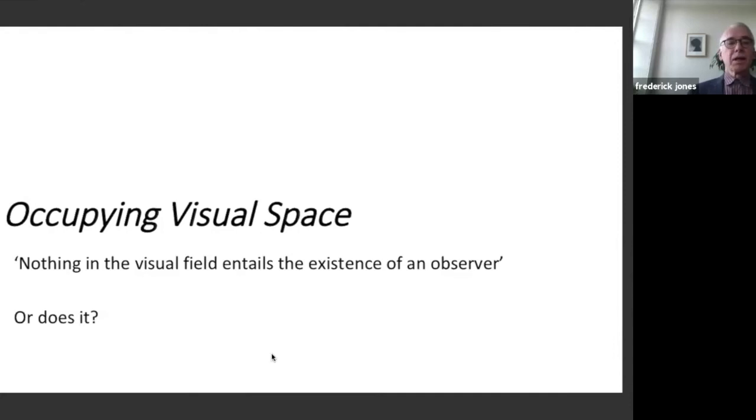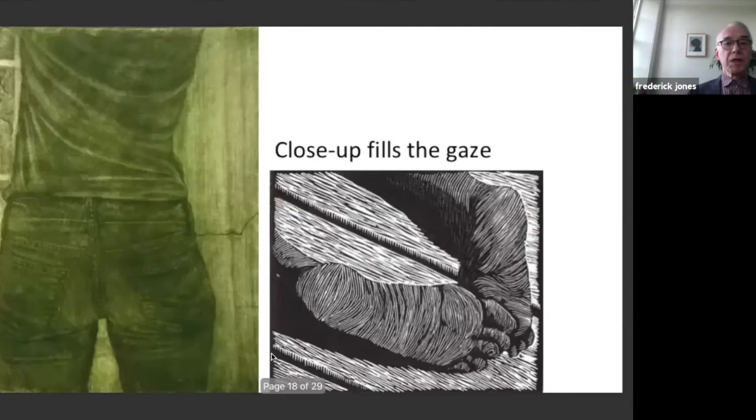Because here we've got the visual space filled with things from the real world. And in both those instances, the close-up fills the gaze, and that implies an emotional engagement between the viewer and the subject. The emotion is built into what is seen. And so those are my kind of arguments against Wittgenstein's proposition.